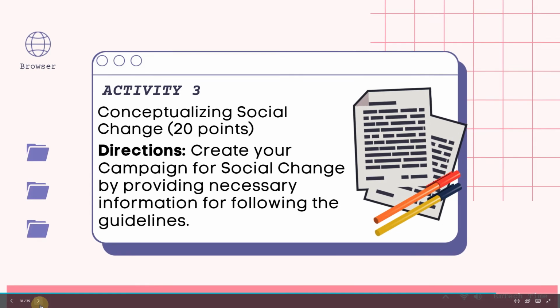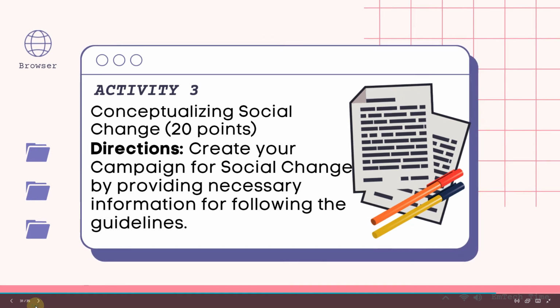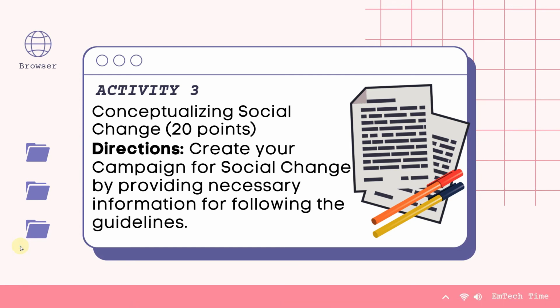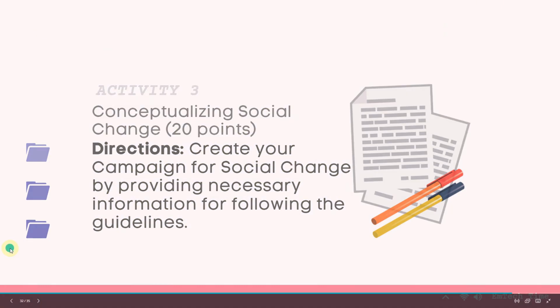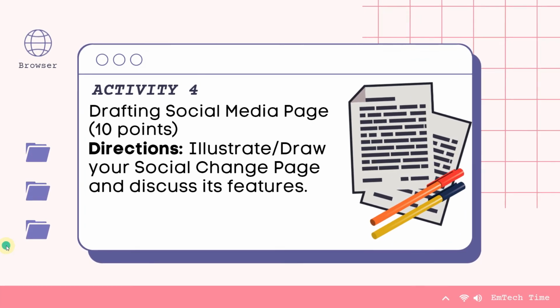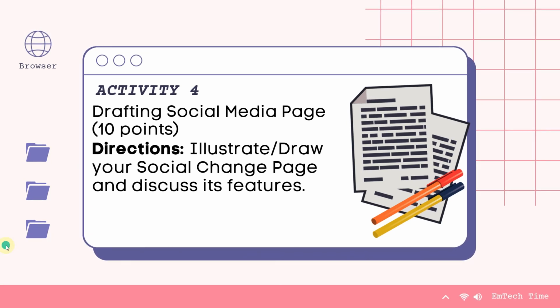For activity 3, conceptualizing social change. This is 20 points. You need to create a campaign for social change by providing the necessary information for the following guidelines. The guidelines are already given and also available in our Google Classroom and Facebook group. Lastly, for activity 4, you need to draft a social media page, which is 10 points, wherein you are going to illustrate or draw your social change page and discuss its features.